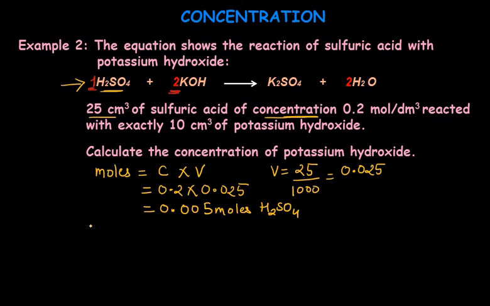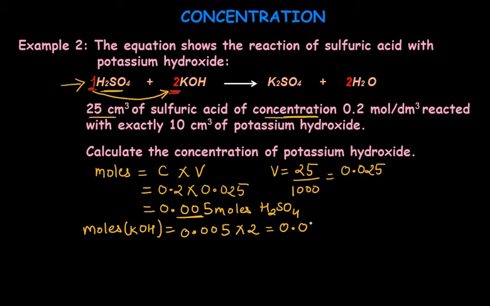So to calculate the moles of potassium hydroxide, KOH, we need to multiply the moles of sulfuric acid, that is 0.005, multiplied by 2, as we have the ratio of 1:2. So our answer for this is 0.01 moles of potassium hydroxide. Now we can calculate the concentration with the help of the formula moles divided by volume.